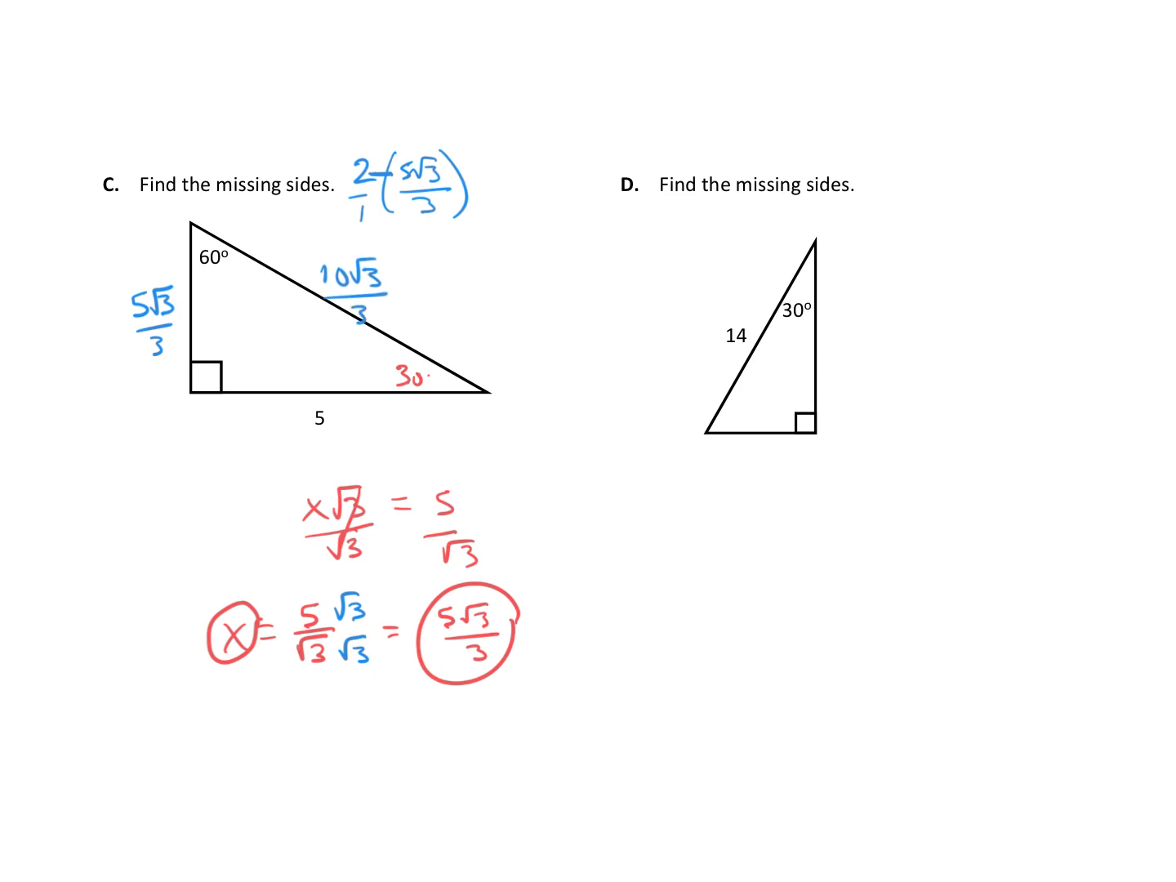All right, last one, 30, 60, 90 right triangle. We don't know the short leg, but we do know the hypotenuse. Hypotenuse is twice as long as the short leg. So if the hypotenuse is 14, the short leg must be 7. And the long leg is root 3 times the short leg, so 7 root 3.